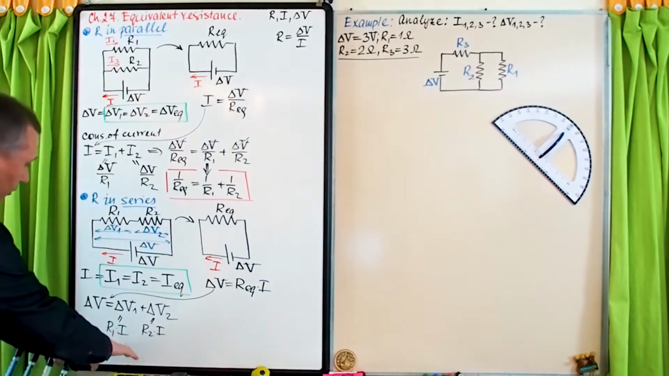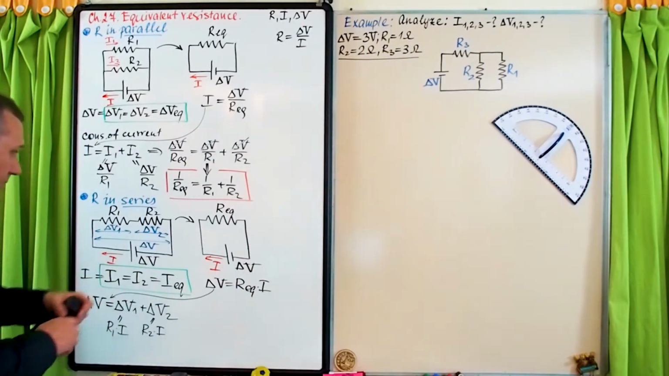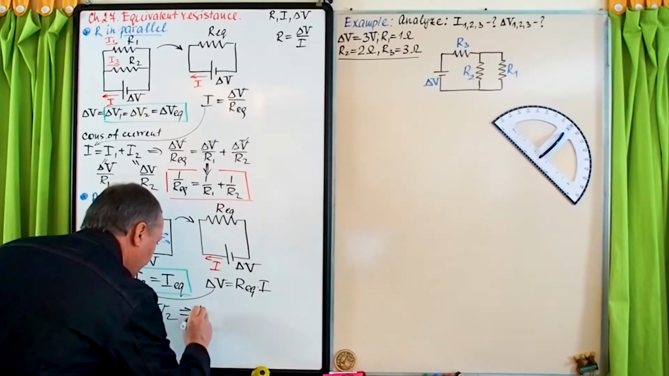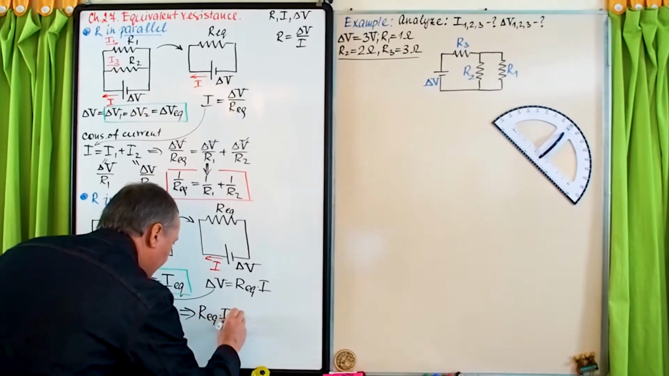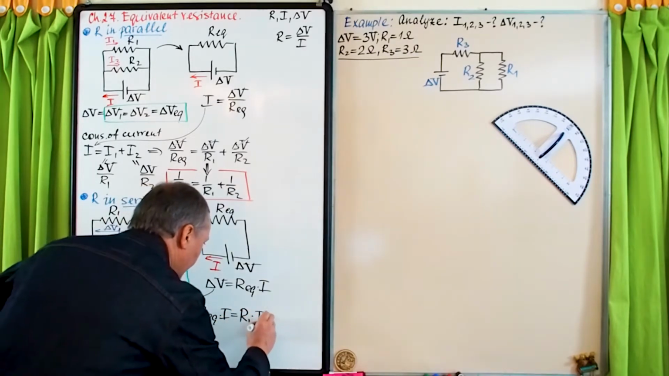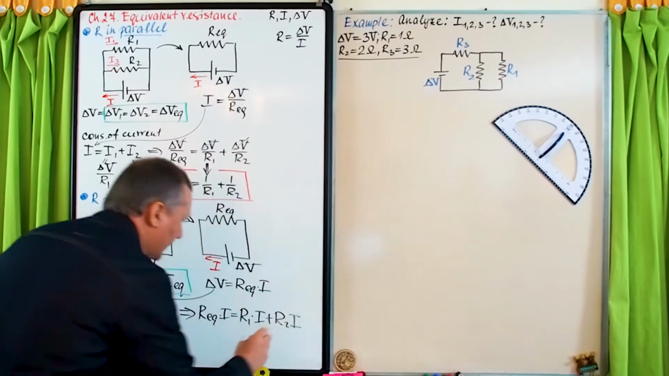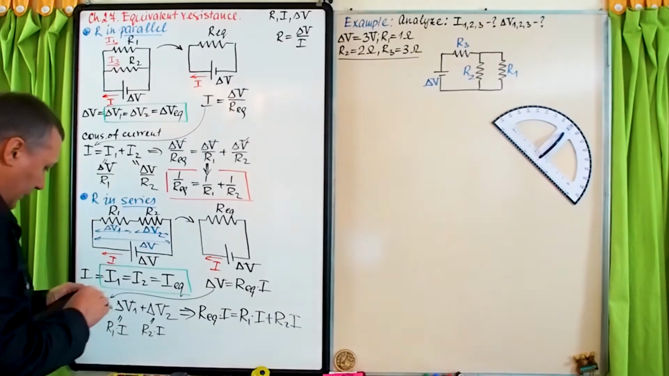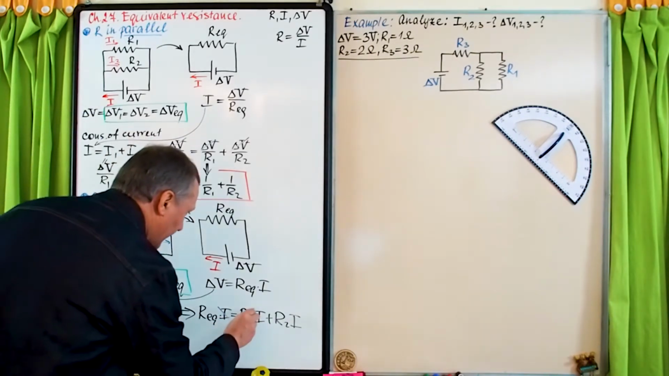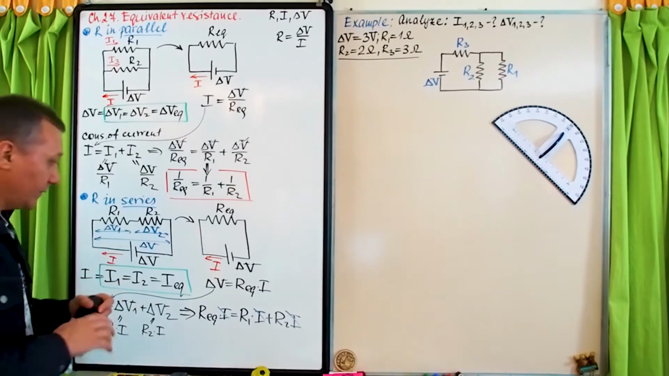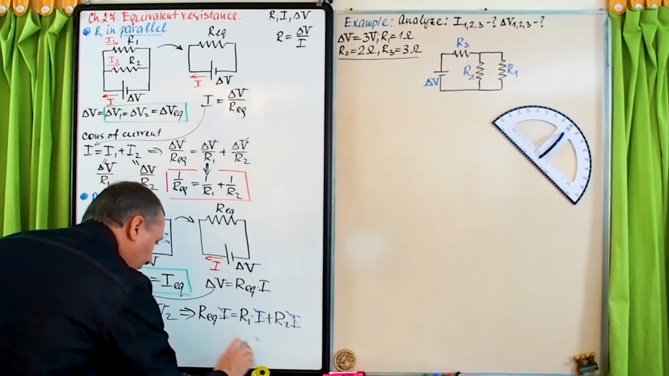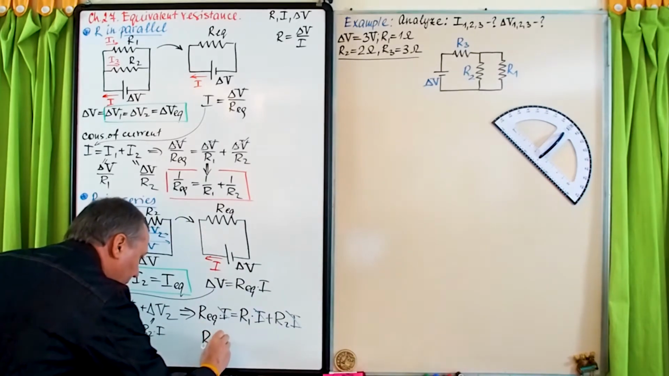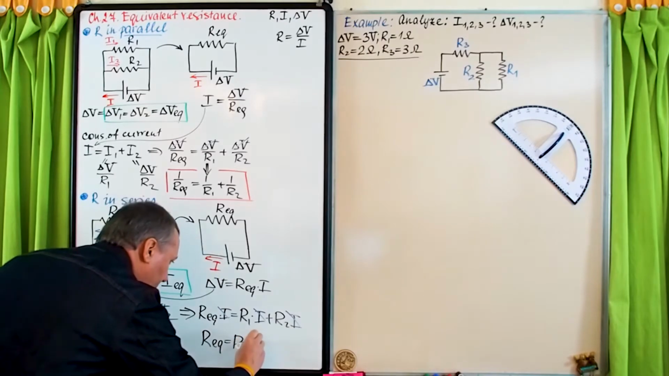Right, so now once you replace these delta V's with these RI's, we will basically get the formula. So R equivalent times I equals R1 I plus R2 I. Again, no subscript next to current because I use immediately this fact. Right, so currents can be cancelled and we're getting the formula, and we are ready to start analyzing that problem. R equivalent equals R1 plus R2.